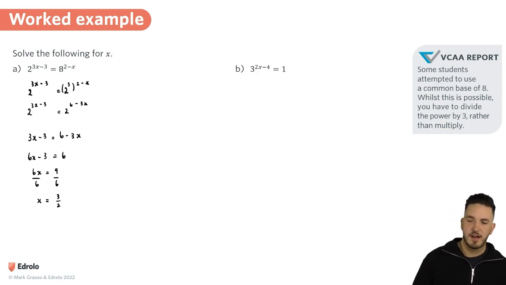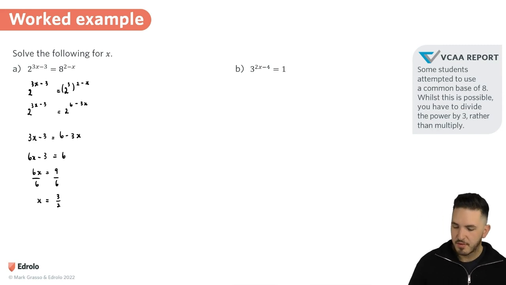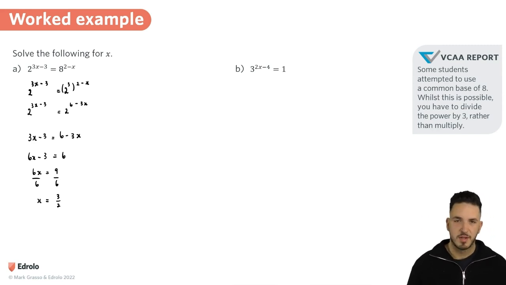Now let's have a look at part B. It's a little bit different. We have 3 to the power of 2x minus 4 equals 1. Same process: we want the same base. We can't really get the 3 to a base of 1, so how can we get 1 to a base of 3? Well, anything to the power of 0 equals 1. So we can rewrite 1 as 3 to the power of 0.